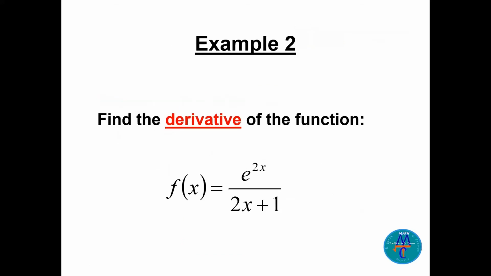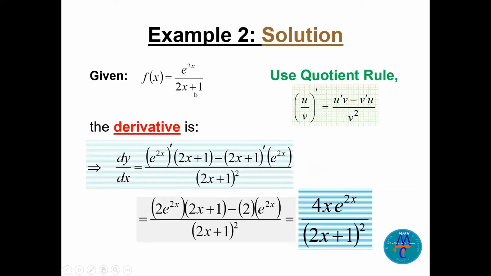Another example. When you look here, what do you think? e to the power 2x divided by 2x plus 1. That's a quotient rule. The quotient rule will be (u over v) prime equals u prime v minus v prime u, divided by v squared. So the derivative of e to the power 2x times this one, v, minus the derivative of the v, 2x plus 1 prime, times the same function in the numerator, divided by all this squared.